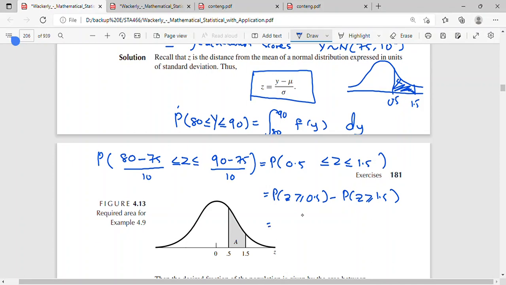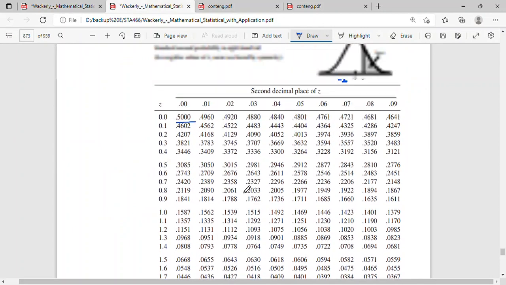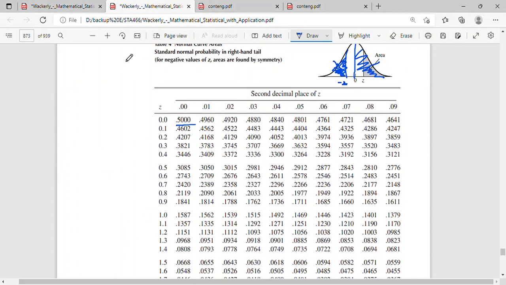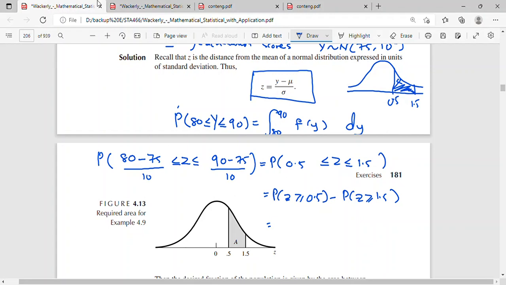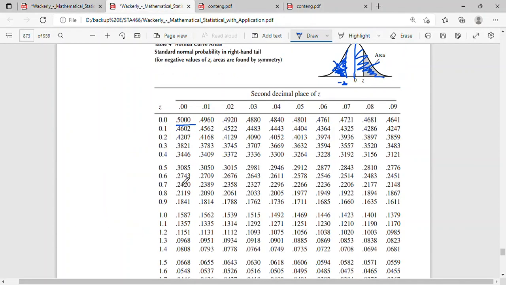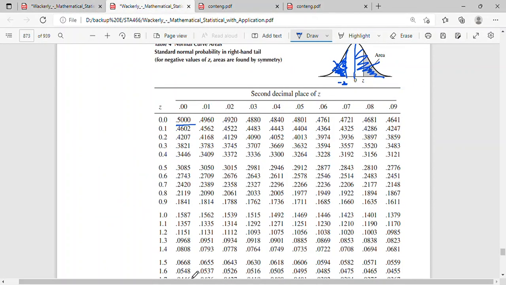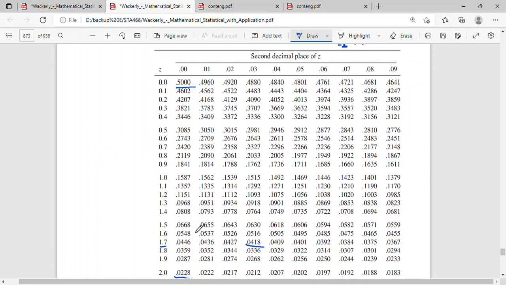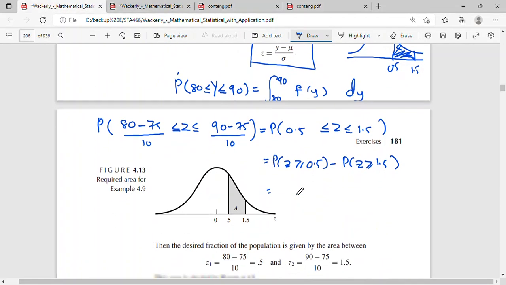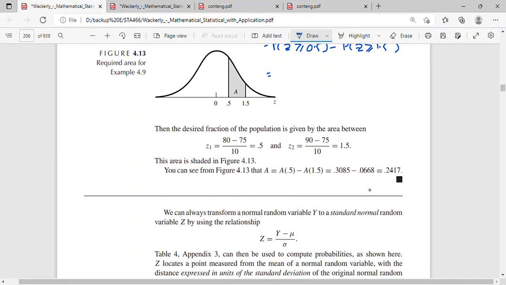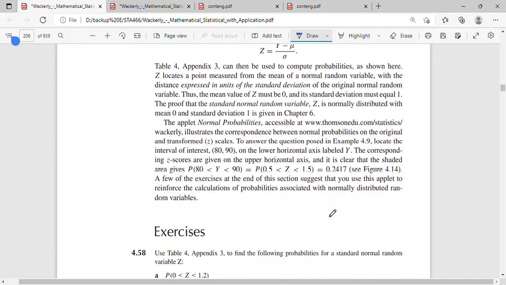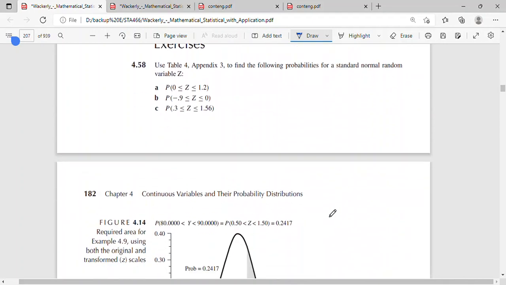Okay. So just dapatkan nilai daripada table ni 0.5. Okay, 0.5. 0.3085 minus dengan 1.5, 0.0668. Okay, so you akan dapat 0.2417. Alright, so that is the way how to find the probability.